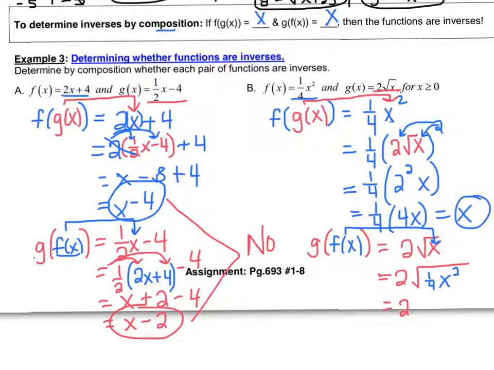We have the 2 out front. Can we square root 1/4? Can we square root the top and square root the bottom? Yes, we can. The square root of the top will be 1, and the square root of the bottom is 2. And then the square root of x squared is x. So the last step is to multiply 2 times 1/2, and that just gives us 1x. And so since we got x and x for both of these, our answer is yes, these are inverses. Good luck on your homework.